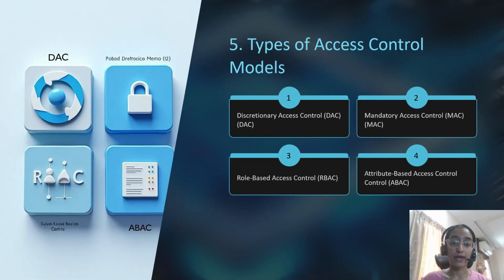And next, there are four major models that define how access control works. The first one is discretionary access control, DAC, then mandatory access control, MAC, role-based access control, RBAC, and attribute-based access control, ABAC. So each model suits a different purpose. Some give more flexibility while others offer stricter control. In the next few slides, we'll look at each one of them in detail.